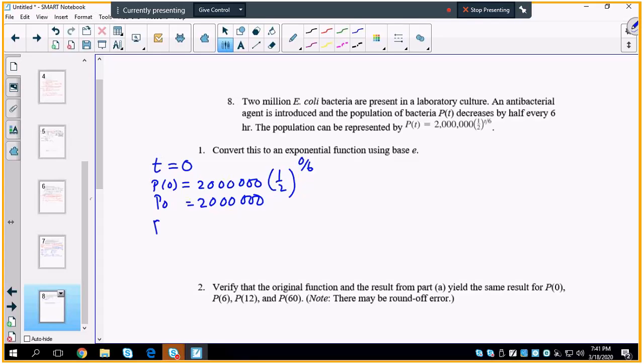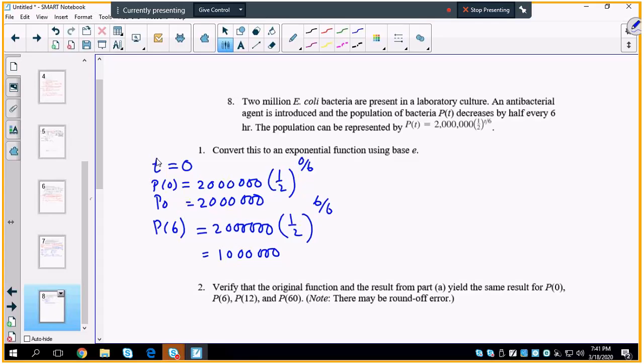Then let's find P of 6. That might be easier. That will be equal to 20,100,000 times 1/2 to the power 6 over 6, because t is 6. So that's 1. So this is 10,100,000.